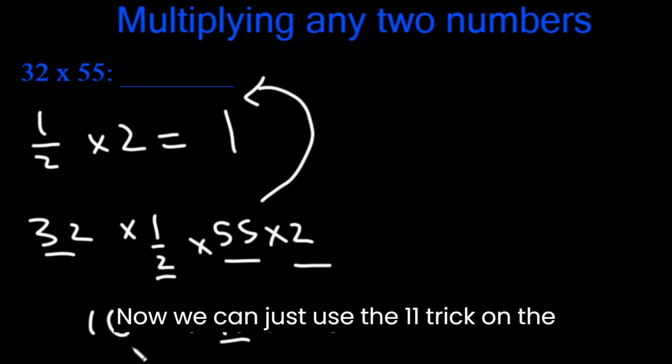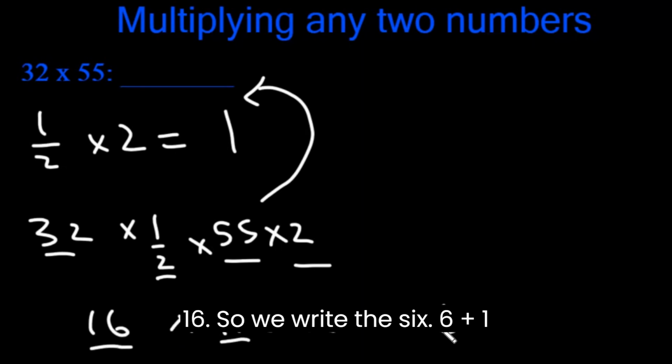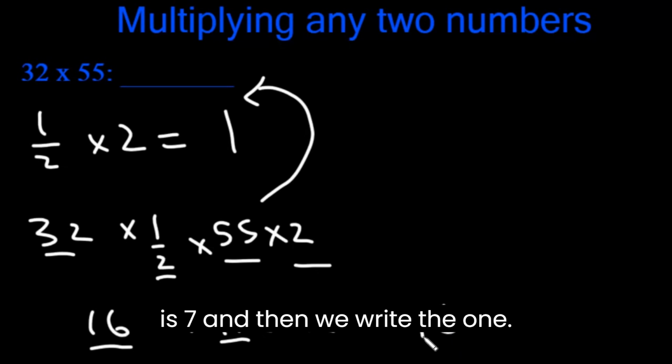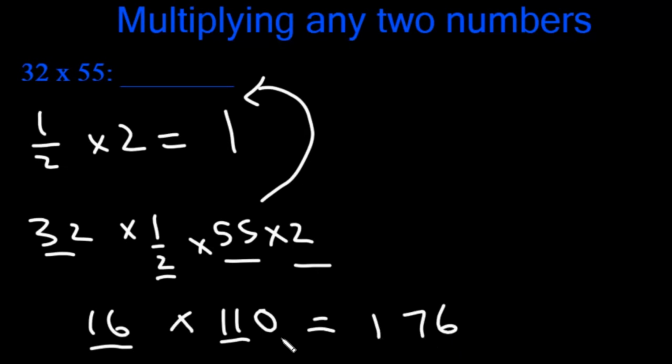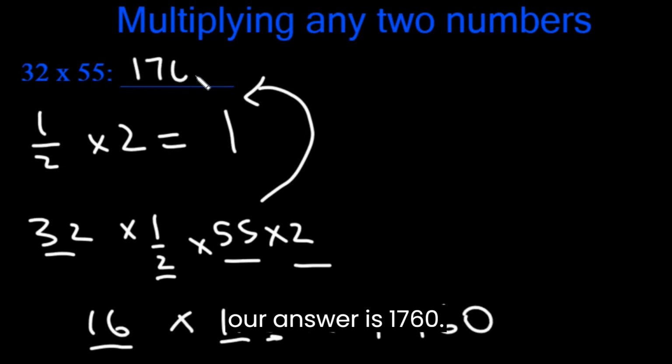Now we can just use the 11 trick on the 16. So we write the 6, 6 plus 1 is 7, and then we write the 1. But we can't forget about the 0. So our answer is 1760. Let's look at another example.